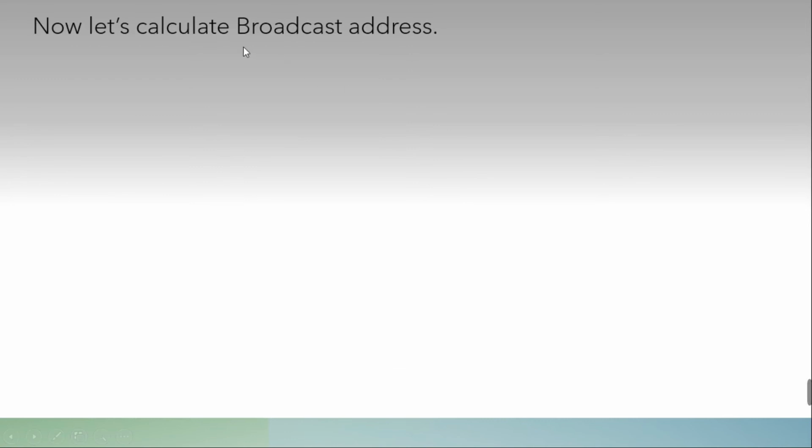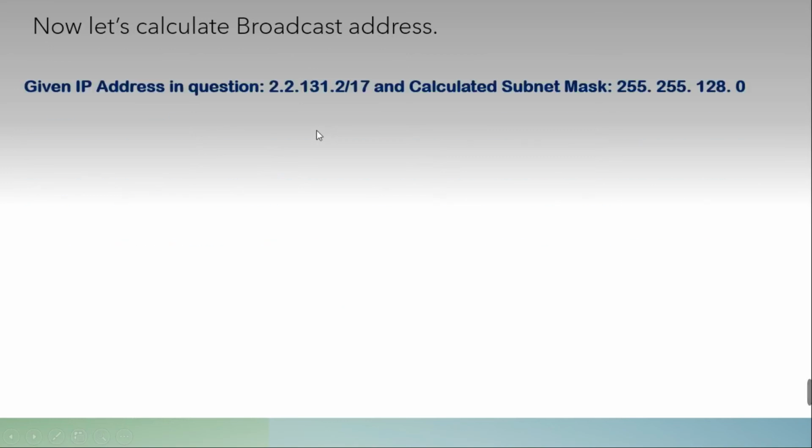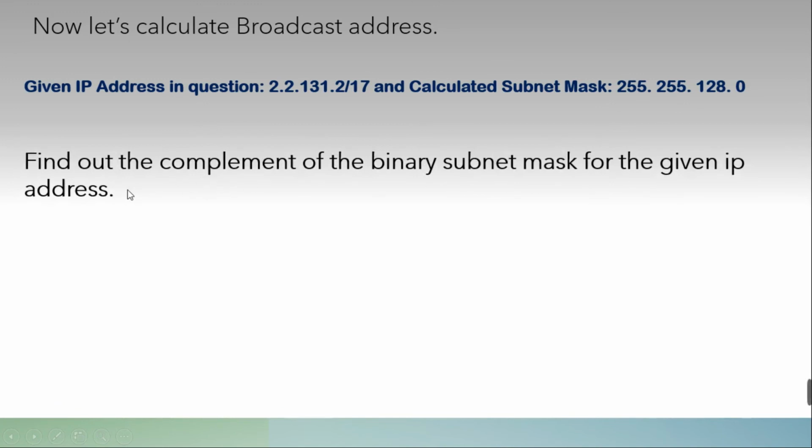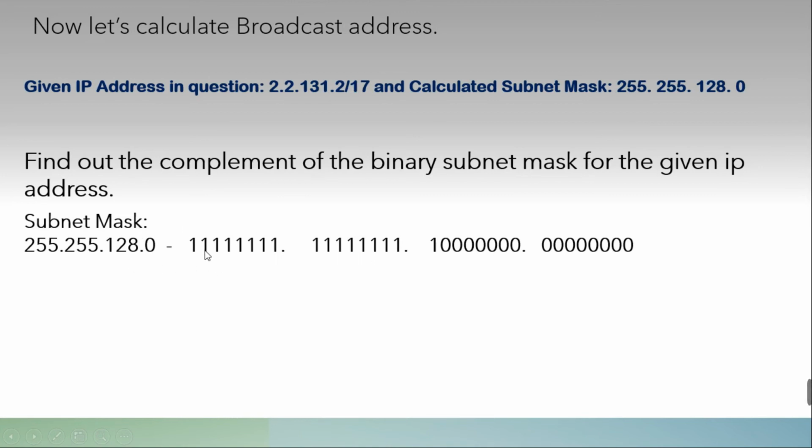Now let's move on to calculating the broadcast address. So the question was 2.2.131.2/17, and I have already calculated the subnet mask. So the rule here is that first we have to find out the complement of the binary subnet mask for the given IP address. I have already calculated both the binary and the decimal subnet mask for our question, right? So the actual subnet mask was this one.